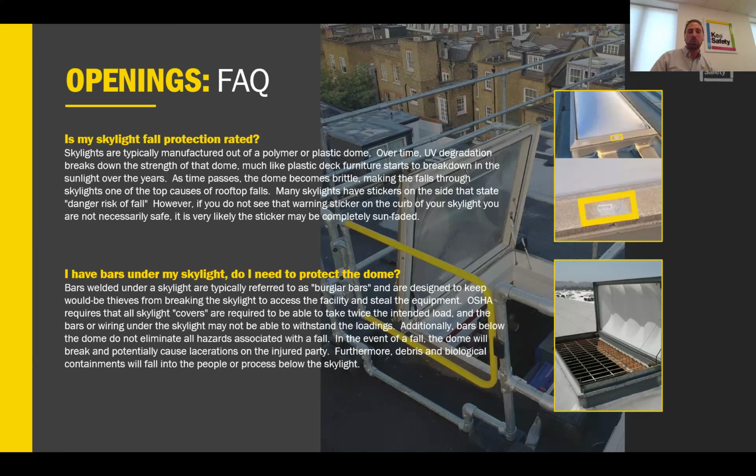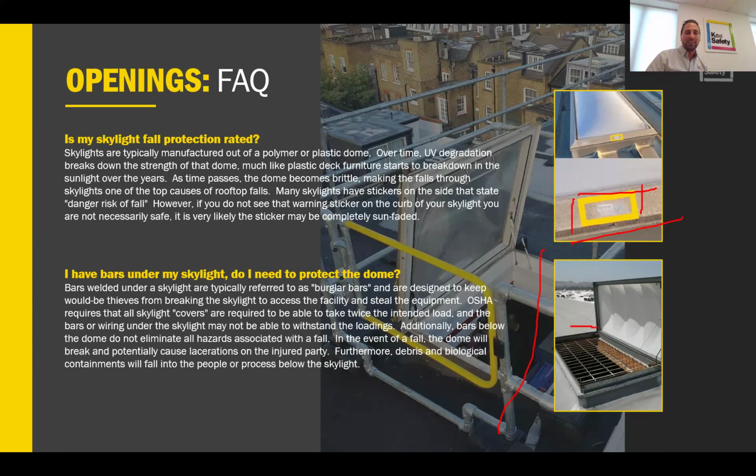Many manufacturers will put a sticker on the skylight that says danger, risk of fall. But here's the bad news. They make the sticker out of plastic. So about the time that sticker's been burned up and is gone is about the time that skylight's like super dangerous and you're not going to see it anymore. So skylights, they need to have some form of protection around them or over them to make sure that they're safe.